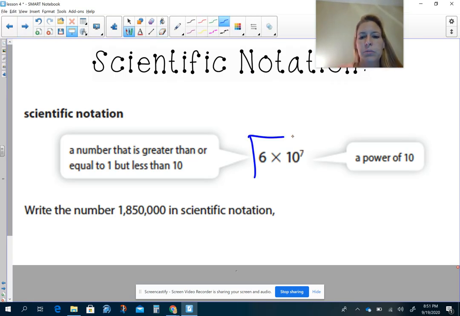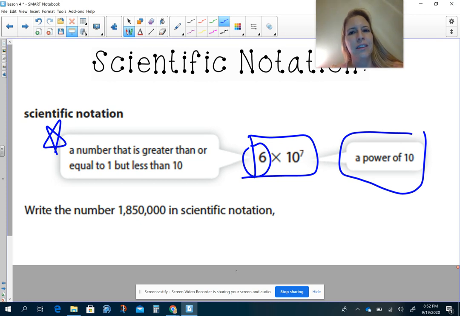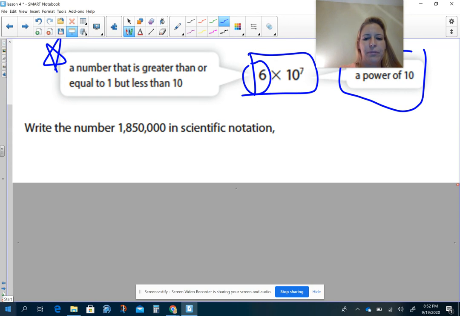So this was our answer, right? This number right here, remember, it can be a decimal as long as it's less than 10 and it has to be equal to 1 or greater, okay? So these are very, very important details. And then my power of 10, that little guy is going to have my exponent, right? Okay, so let's look at this number right here.